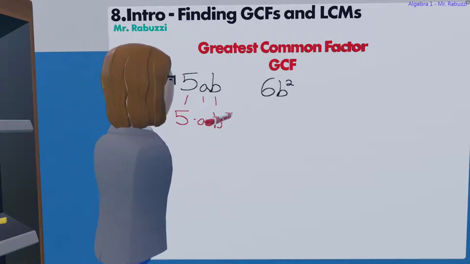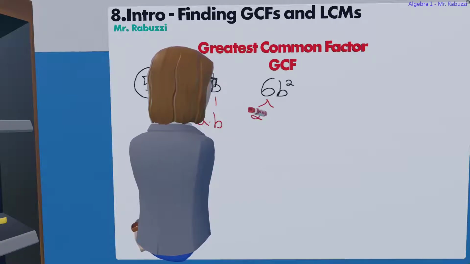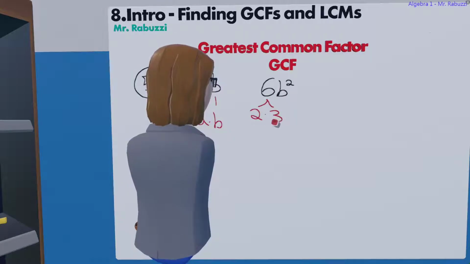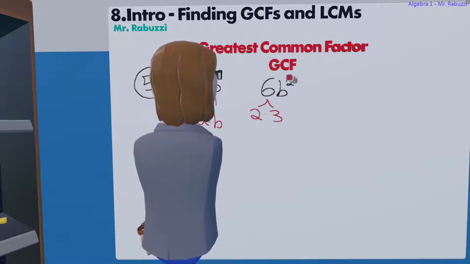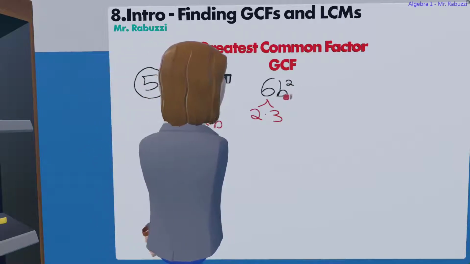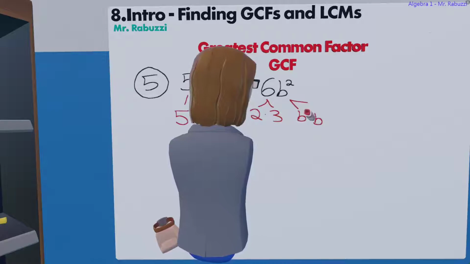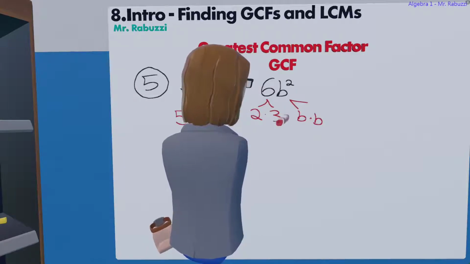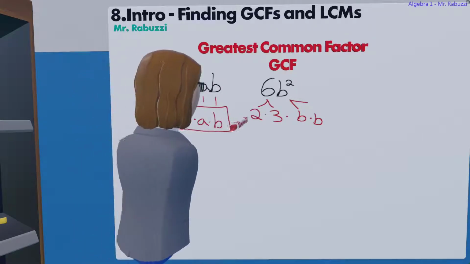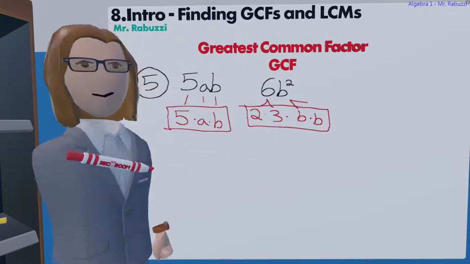Okay. Let's check the other side. 6. Can I split a 6? Yep. It's even, so it's going to be 2 times 3. Then we're done. 2 and 3 are prime. B. Can I split a B squared? A plain B, I can't split that. B squared, I can split that into B times B. That's what B squared means. So here we go. We have 5AB for one of our prime factorizations and 2 times 3 times B for the other one.